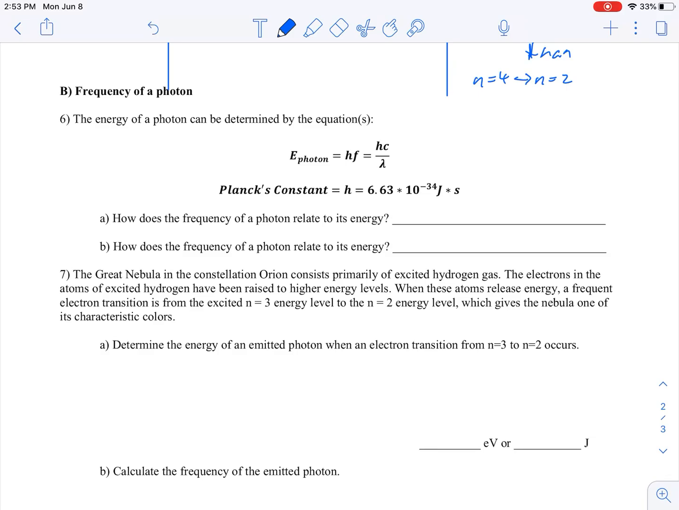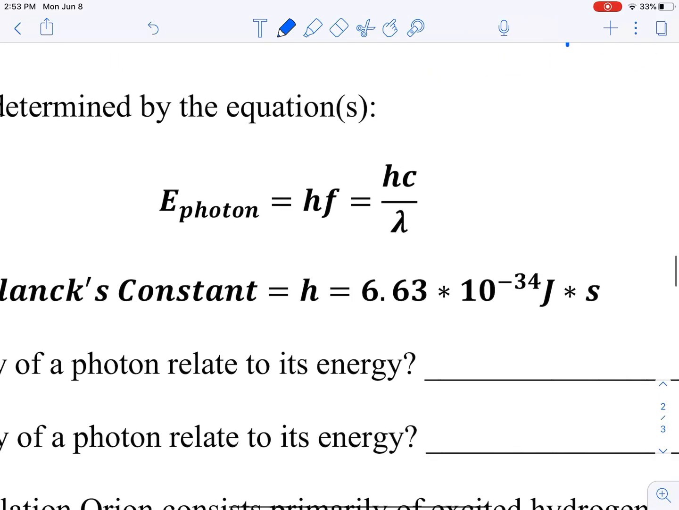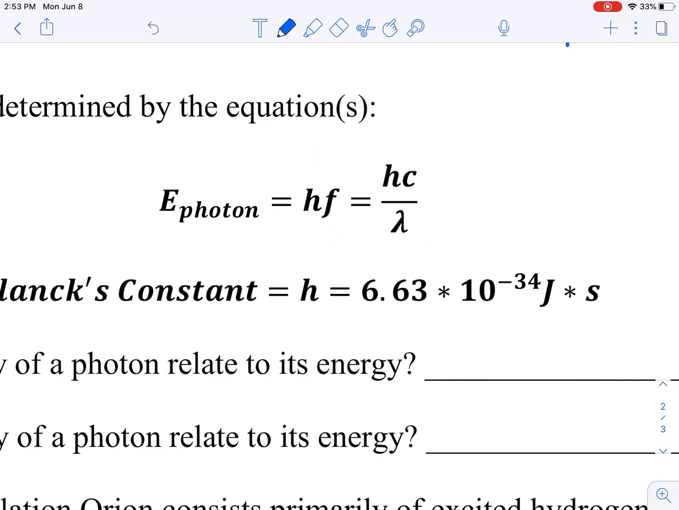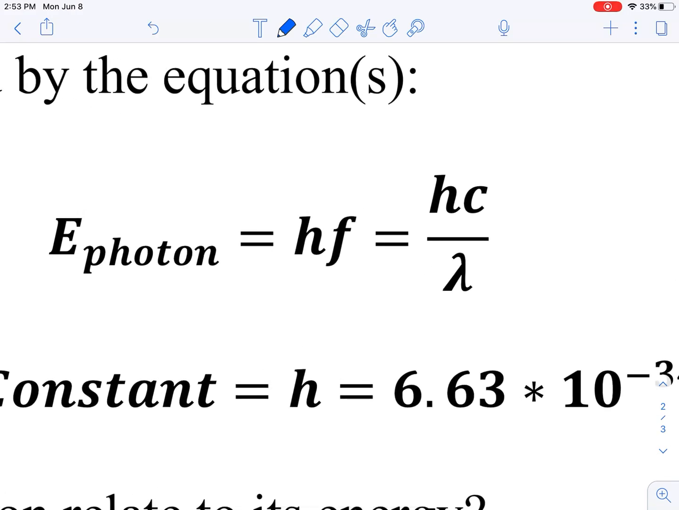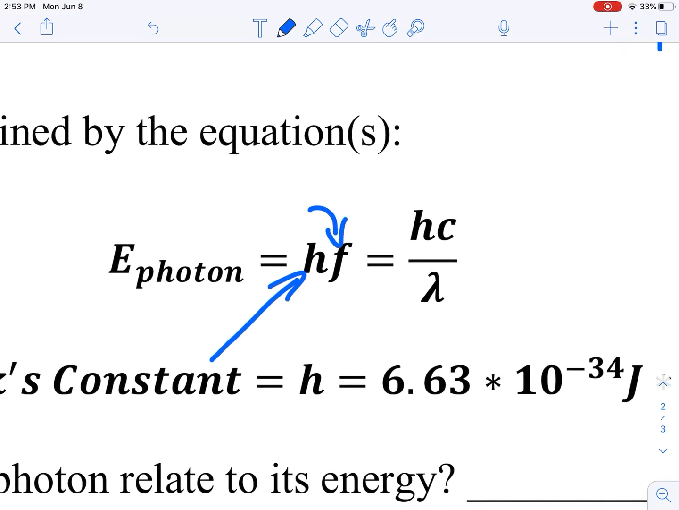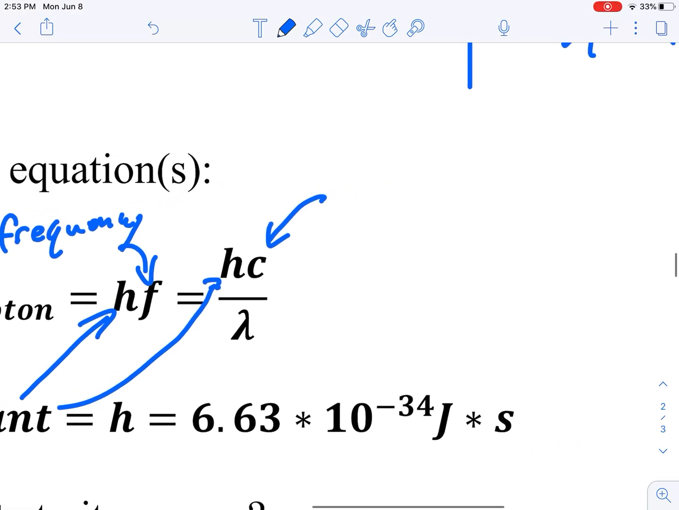The energy of a photon can be determined by this equation here. Energy of a photon equals h times frequency, or h times c divided by wavelength. What do all these things mean? Well, easy, energy of the photon. This right here, h is Planck's constant. We'll talk about that in a second. F is frequency. H is Planck's constant again. C is the speed of light.